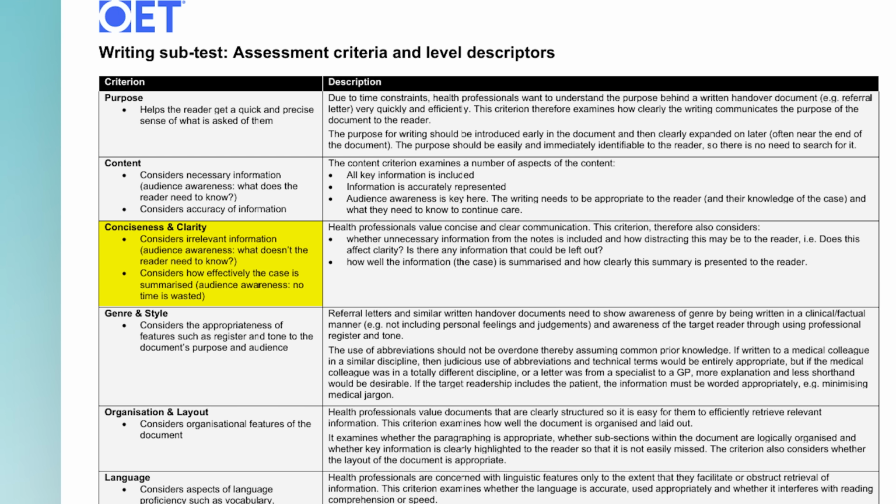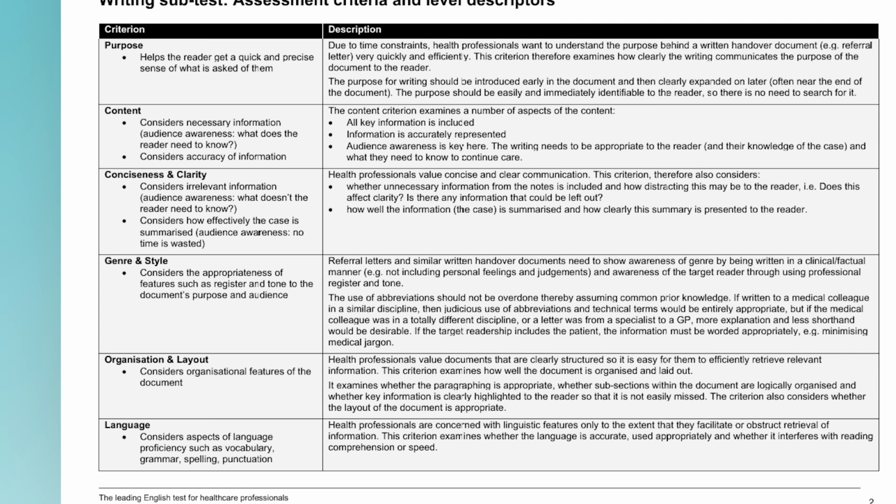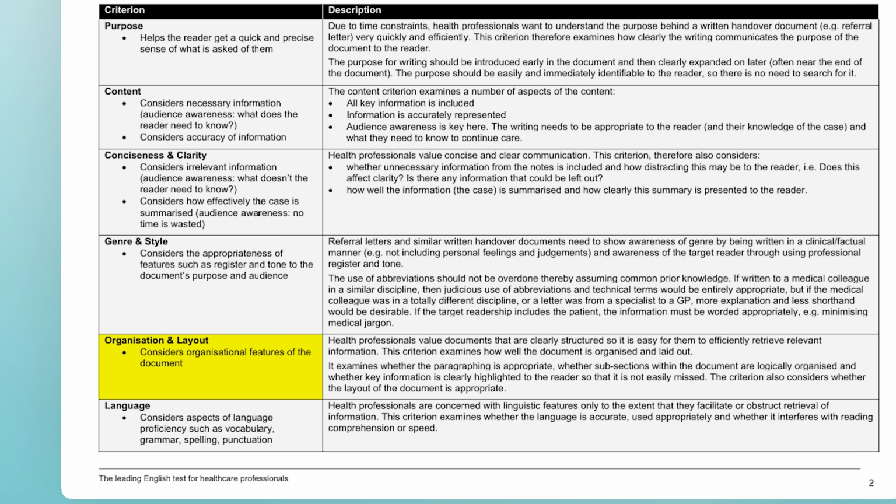Conciseness and clarity. Is the length appropriate? Did you avoid unnecessary words? Genre and style. Is it formal and professional? Are you using facts rather than judgment? Organization and layout. Is the information grouped logically by theme? Language. How are your spelling, grammar, and vocabulary?